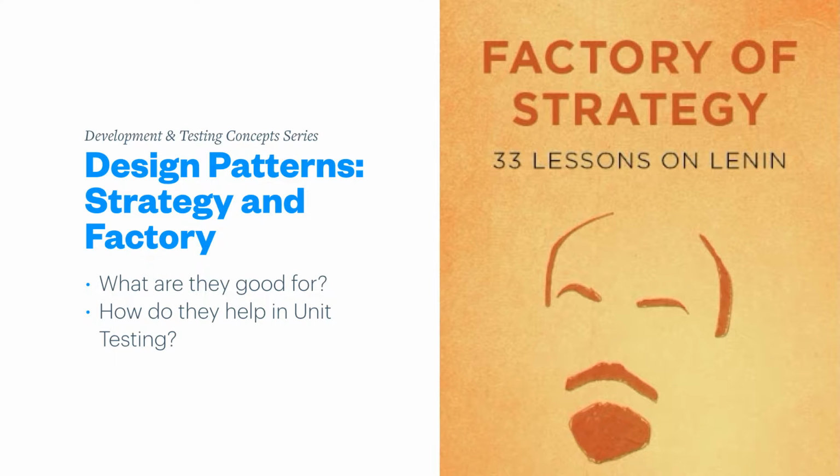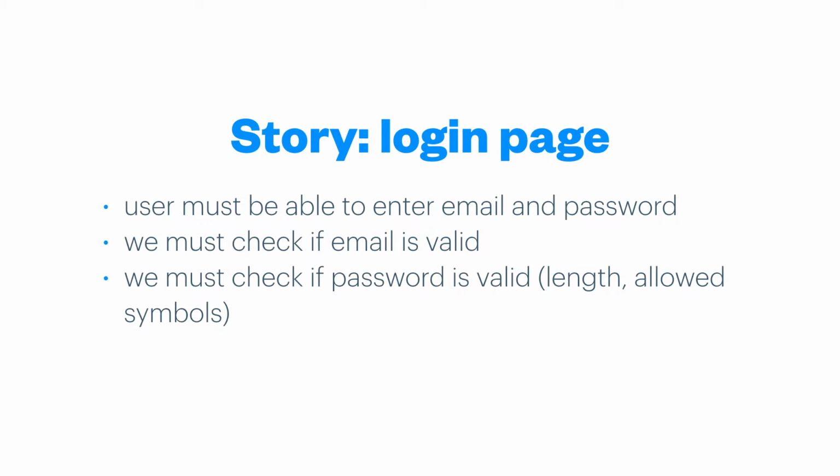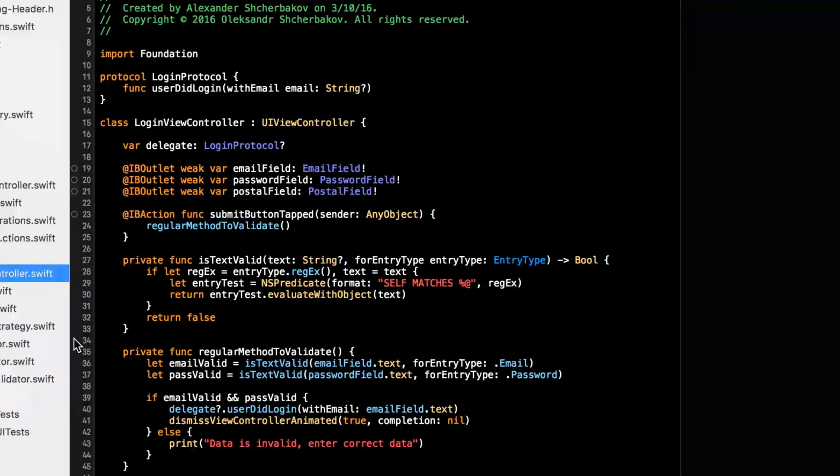So let's imagine that we have a story. We need to create a login page or registration page for your app. Basic requirements are you need to be able to enter email and password. We must be able to validate if the email is good and if the password is good. Things like lengths, allowed symbols, and so on. Let's jump into the code straight up.